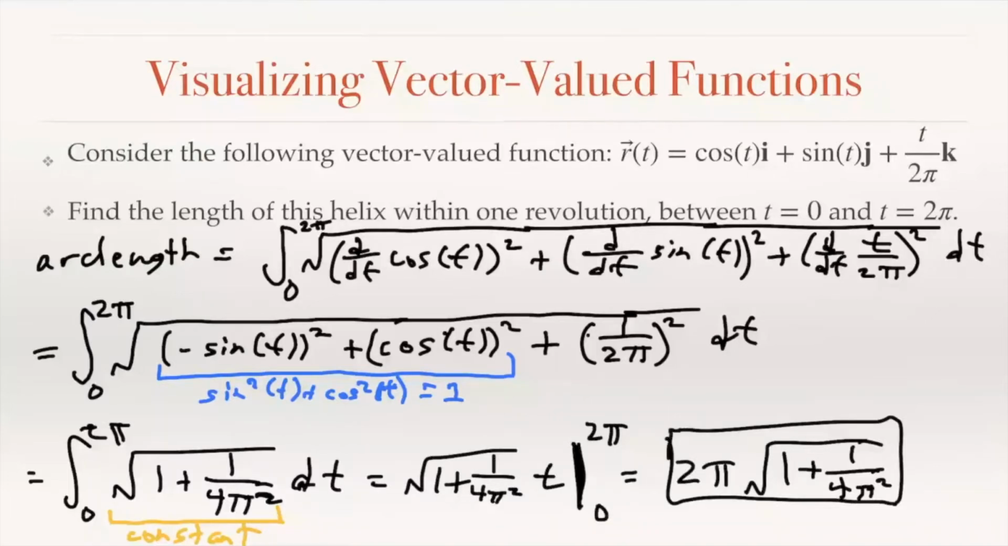And that makes sense. If it were just a circle, it would be 2 pi in circumference, but this was a helix curving slightly up. That should make it a bit longer. And this term here is a bit over 1, so that makes it a bit longer than 2 pi.